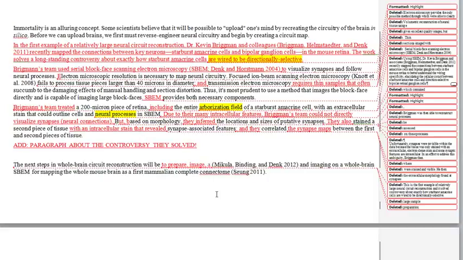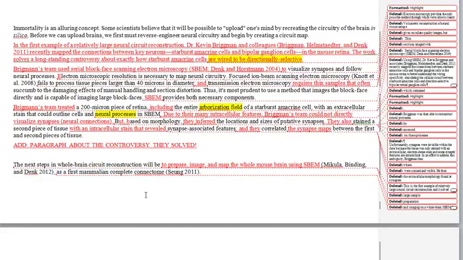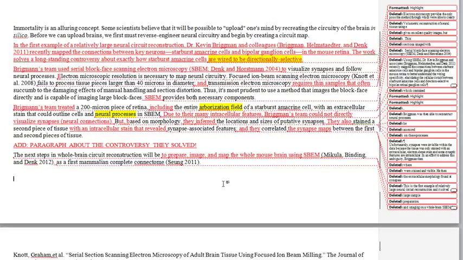and map, to prepare, image, and map the whole mouse brain using SBEM, that type of microscopy. So I think we can condense all of this, the imaging and mapping on a whole brain, and just say the next steps in whole brain circuit reconstruction will be to prepare, image, and map the whole mouse brain using SBEM. So I think that's a lot cleaner and faster, and you're using those good verbs there. You can get the whole idea across much more quickly.